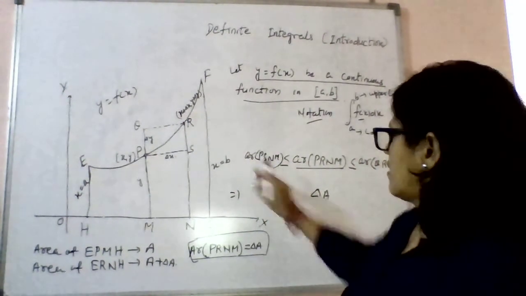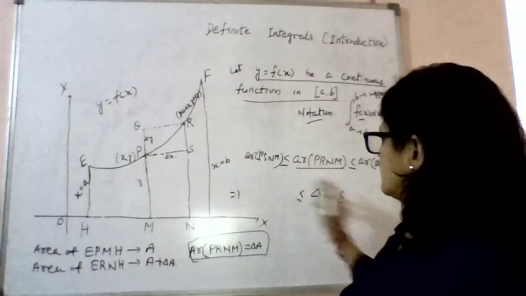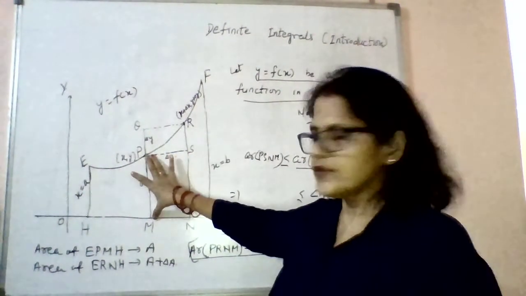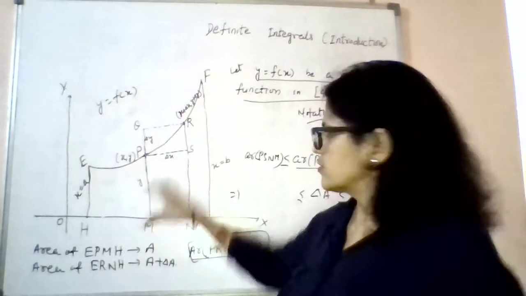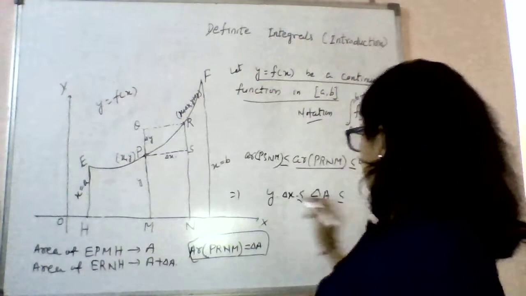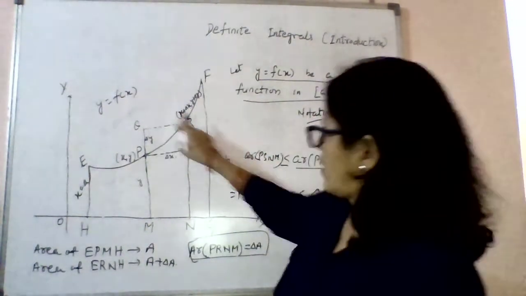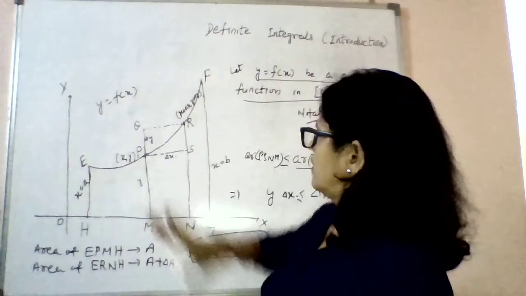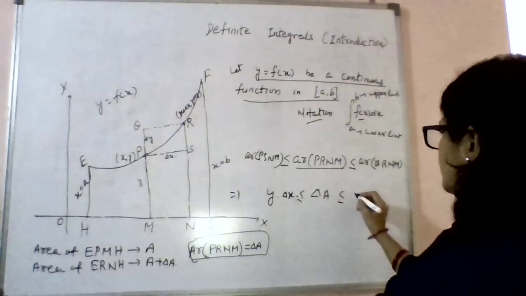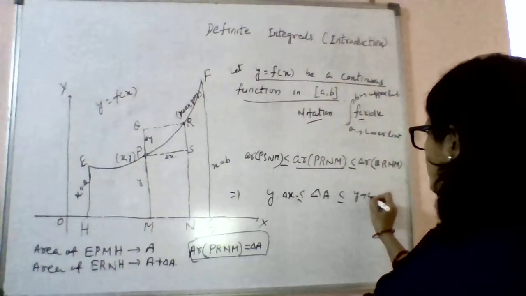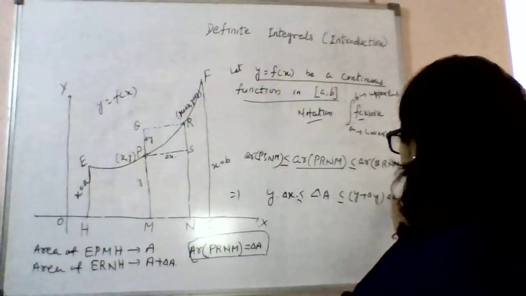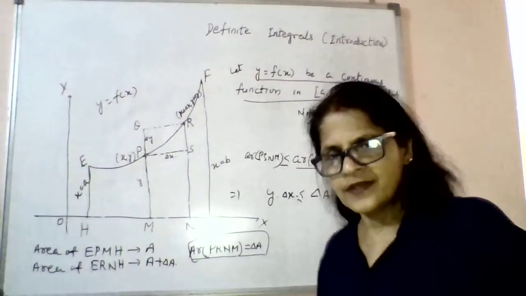Now you see the area of PSNM. PSNM is a rectangle, and this is length y, width delta x. So the area of the rectangle is length into breadth. Now the area of QRNM: so the length is what? The length is y plus delta y, width equal to delta x. Okay, so I'm sure it is clear to you.